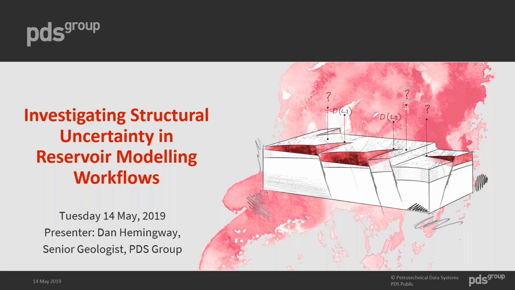Over the next half hour or so, we'll showcase how Ava Structure, our new plugin to the Petrel E&P software platform, allows you to assess the impact of fault connection uncertainty by generating alternative plausible fault scenarios.